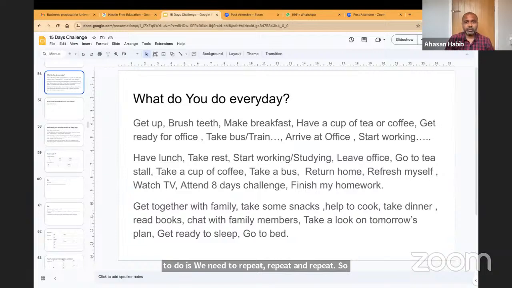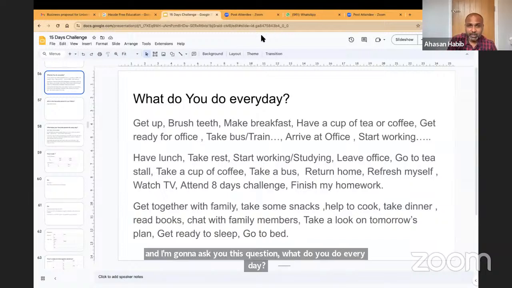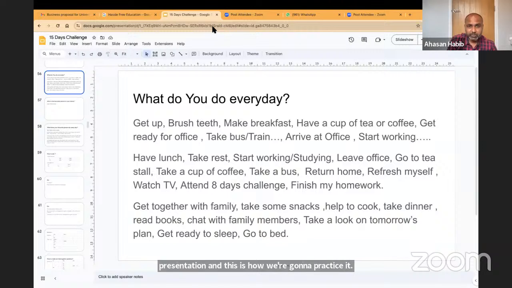So what I'm going to do, I will request you to unmute yourself and I'm going to ask you this question: what do you do every day? You need to give me the answer, your presentation. This is how we're going to practice. Are you ready? If you're ready, please type in the chat box READY. Okay, excellent. Thank you for responding.